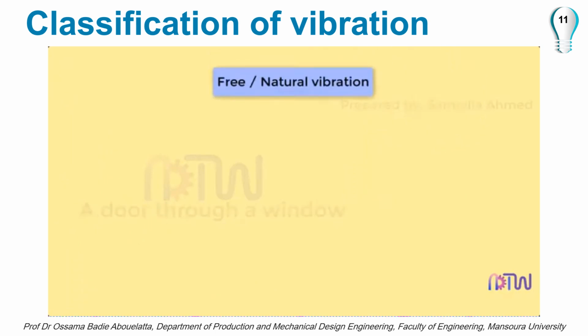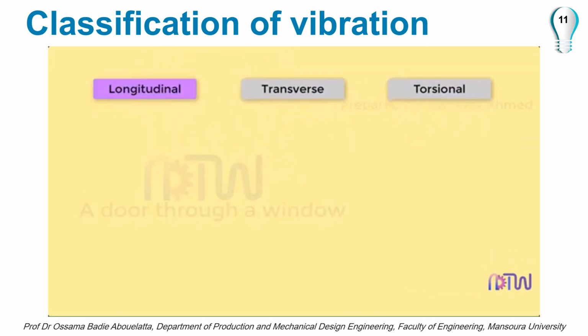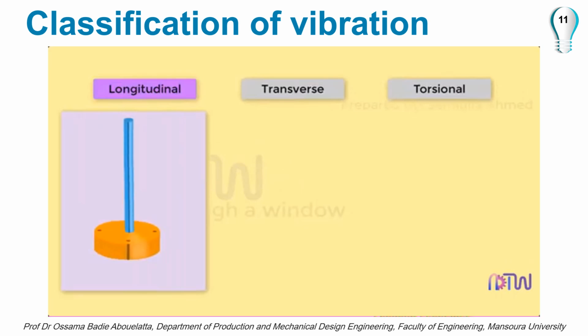The free vibration is further classified into 3 types: longitudinal, transverse, and torsional. Longitudinal vibrations. In this, the particles of the shaft or disc move parallel to the axis of the shaft. In this case, the shaft is elongated and shortened alternately, thus inducing tensile and compressive stresses alternately on the shaft.